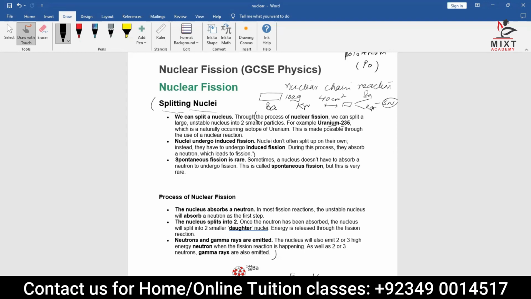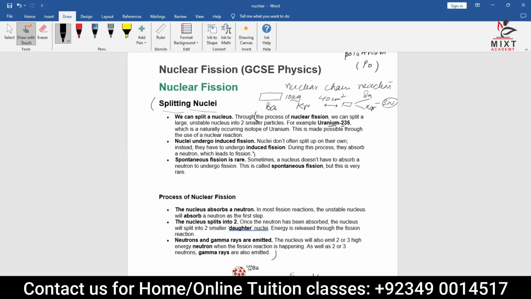Sir, in the induced fission part, they're talking about before the nucleus splits, right? When it's still a nucleus, that's when the induced fission happens. Absolutely. Induced means it's a process which you or I did. So definitely there must be a nucleus first, and once the nucleus is there, we bombard a neutron onto it, and then this reaction actually starts.